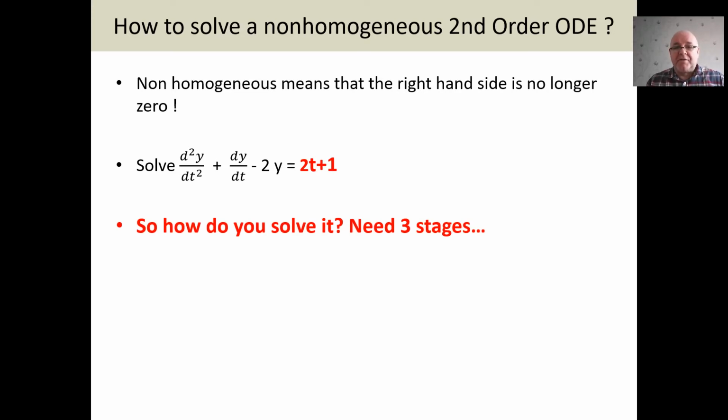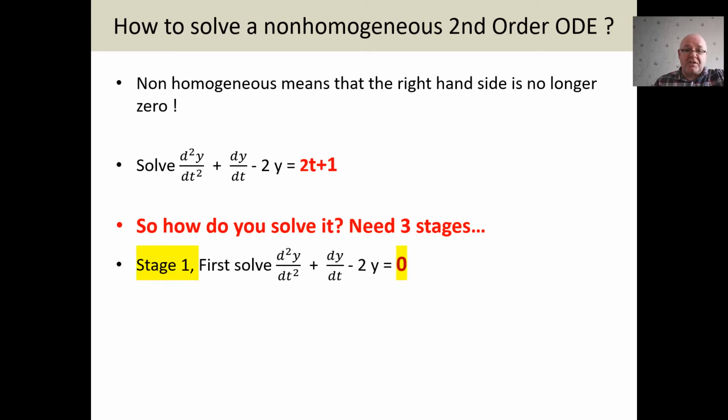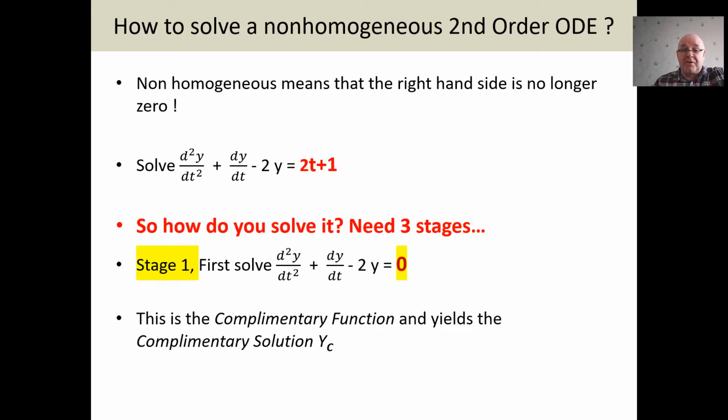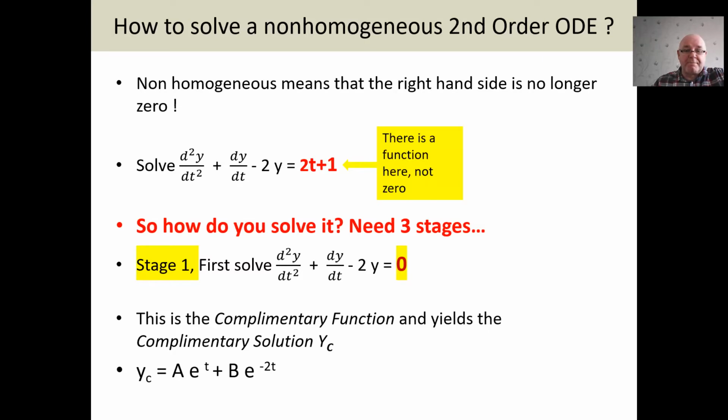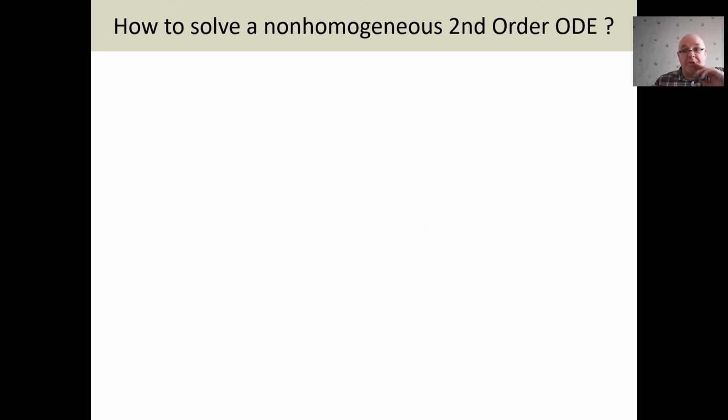So how do you solve it? Well, there's 3 stages overall to solving it. The first stage is to forget that the right-hand side isn't 0. Just make it 0, and basically solve the homogeneous equation. And that'll give you the complementary function, as we call it. The complementary function is something you should already be able to do. In this case, it would be y is a e to the t plus b e to the negative 2t. And as we say here, you already know how to do this.